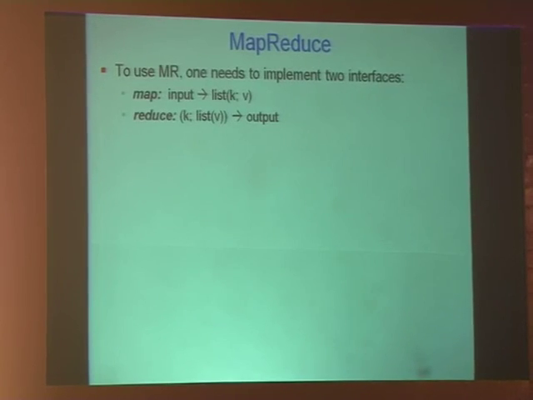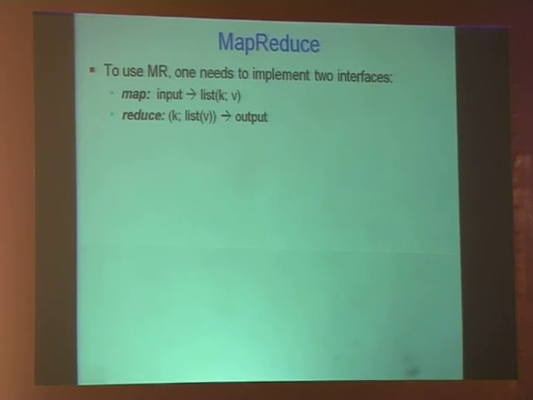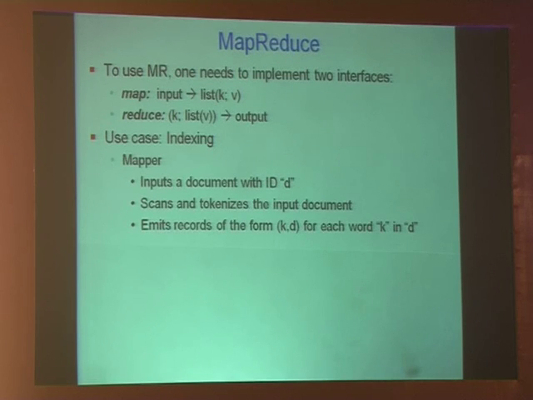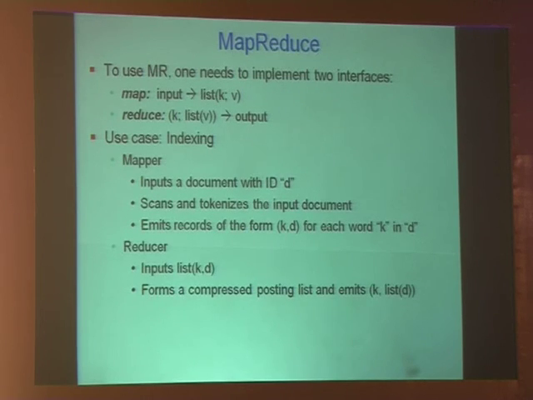In MapReduce, you define a mapper and a reducer. The mapper will input a document and output key-value pairs. The reducer will collect all such key-value pairs, do some computations, and produce an output. A very normal use case is indexing: you process a document with ID D, scan and tokenize it, and emit records of the form (K, D) for each word K in D. The reducer will collect all such pairs, form a compressed posting list, and output it. So this is a normal MapReduce job.